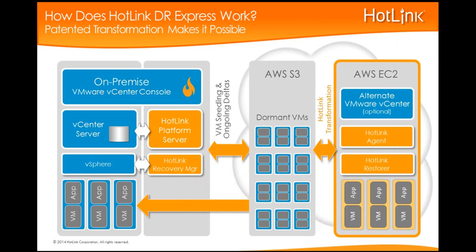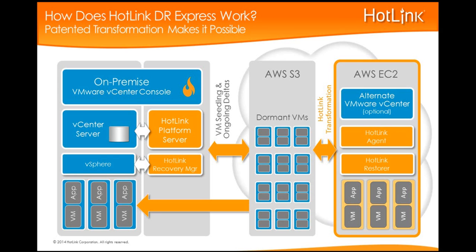Here's how it works. HotLink's patented transformation makes it seamless. On the left is your existing on-premise virtual infrastructure, already running vSphere and vCenter on top of pre-configured networking. Once you indicate which VMware virtual machine to protect, HotLink DR Express will seed your virtual machine and on an ongoing basis upload the virtual machine deltas to AWS S3. At the time of disaster or for a periodic test cycle, you indicate which restore point you want. HotLink's unique transformation technology automatically converts your protected VMware virtual machine into AWS instances for seamless recovery in any AWS region or even multiple AWS regions within minutes.